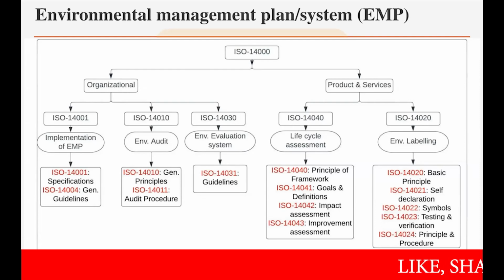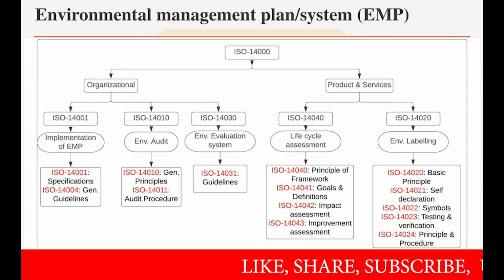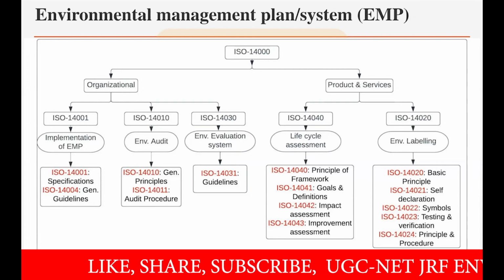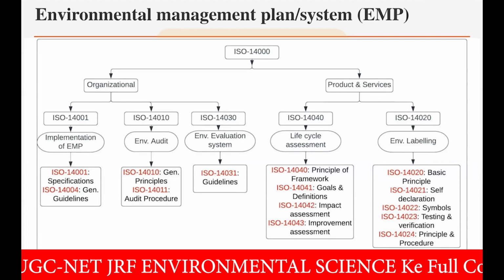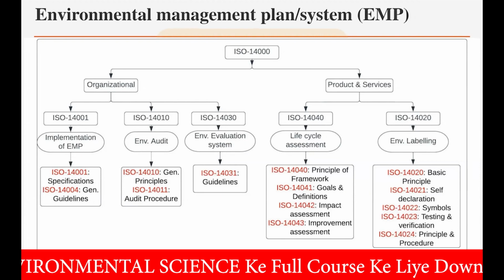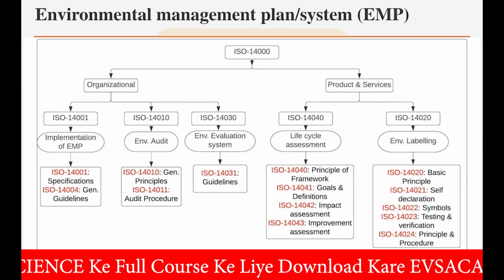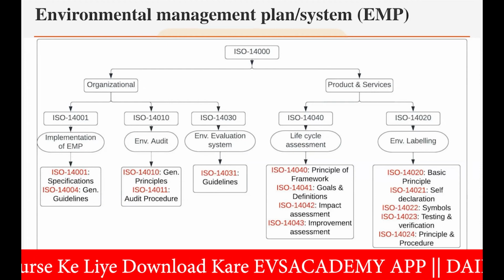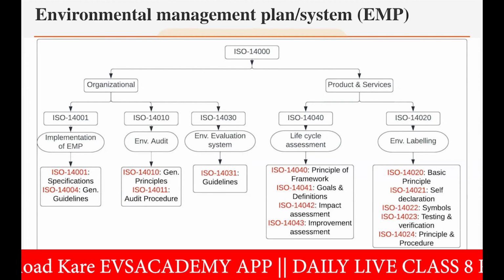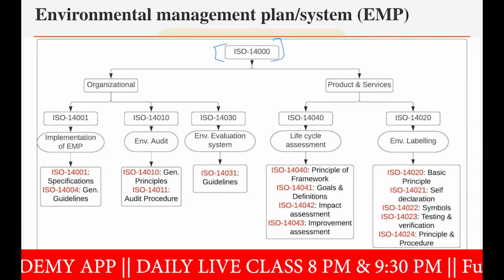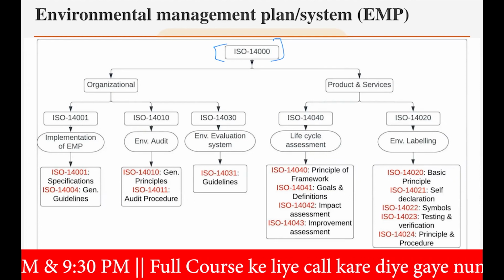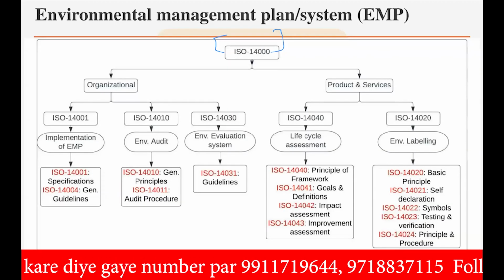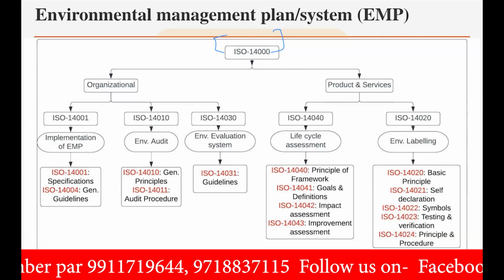Now we have to study the EMP, Environmental Management Plan, also called Environmental Management System. This EMP or EMS has different rules, regulations and legislations. These fall under the category of ISO 14000. Under this ISO 14000, there are two categories: organizational, and product and services. So two categories we have.